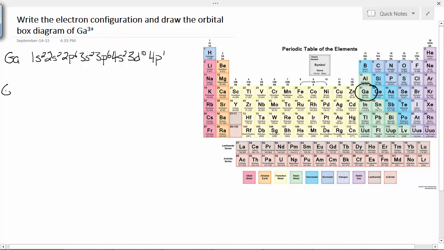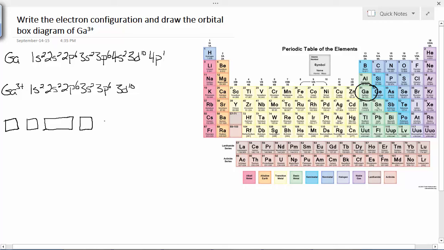Okay. Gallium 3 positive, 1s2, 2s2, 2p6, 3s2, 3p6, 3d10. This might cause you to question how I got that. Where did the 4s electrons go? We're going to have a look at the orbital box diagram here.